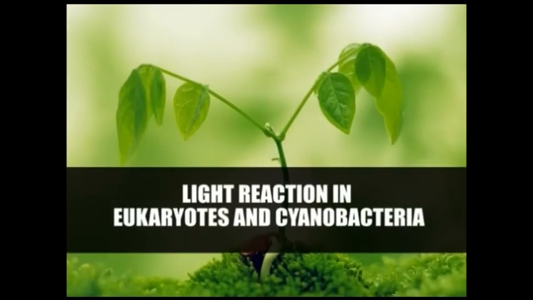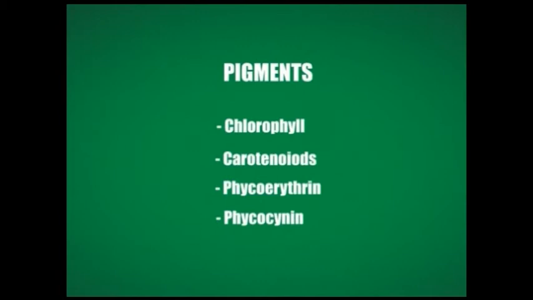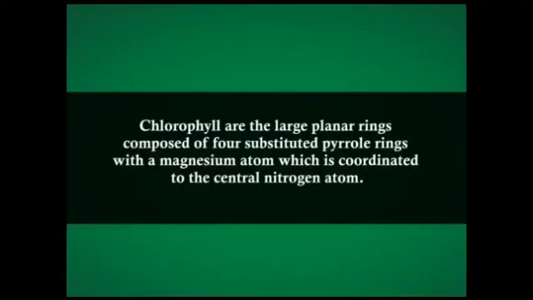Next is the light reaction in eukaryotes and cyanobacteria. For the absorption of light, all photosynthetic organisms have pigments. Pigments include chlorophyll, carotenoids, phycoerythrin and phycocyanin. Among these pigments, chlorophyll is the most important one. Chlorophylls are large planar rings composed of four substituted pyrrole rings with a magnesium atom coordinated to the central nitrogen atoms.